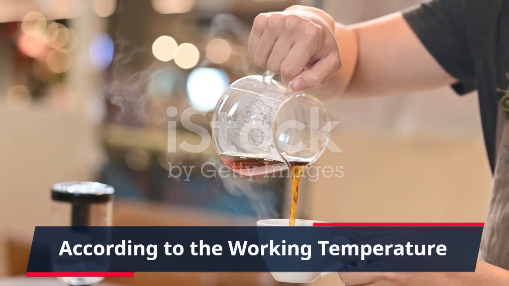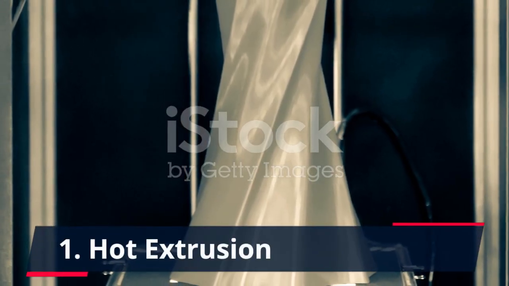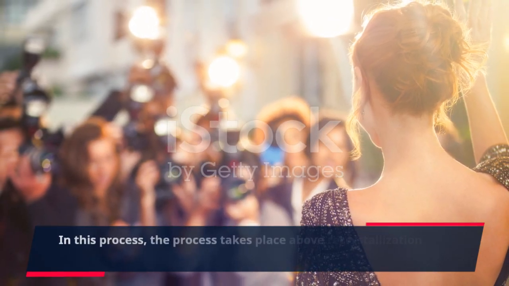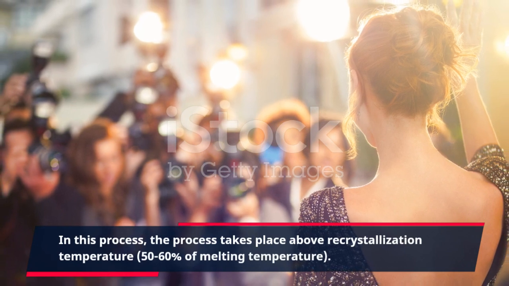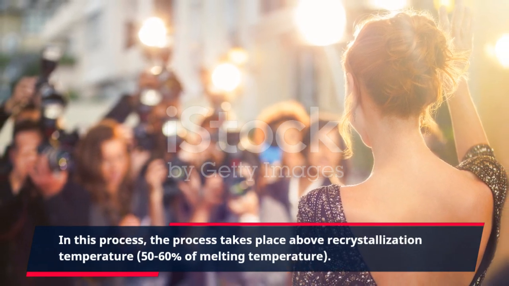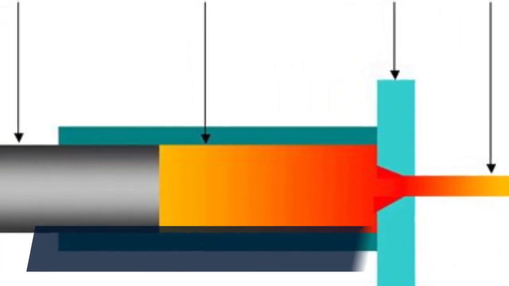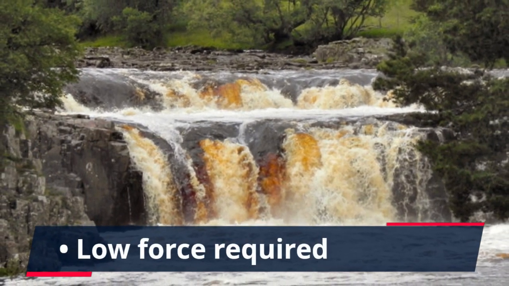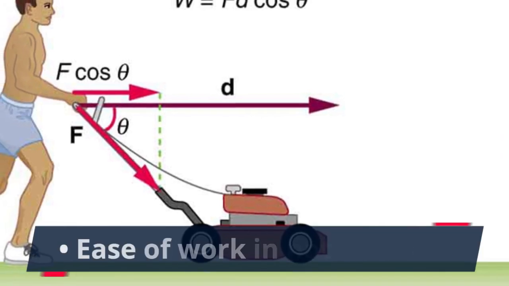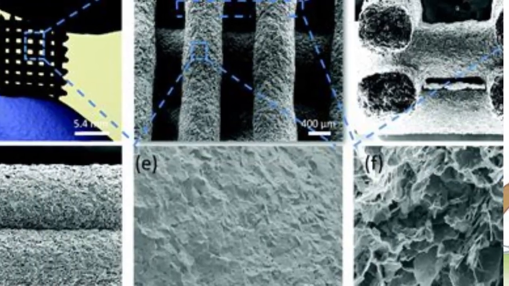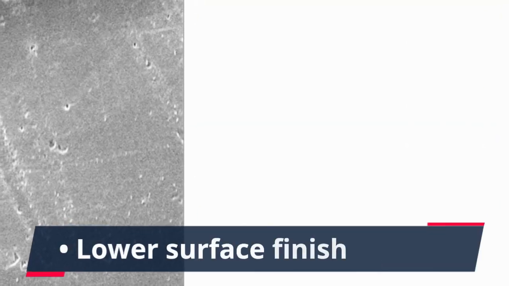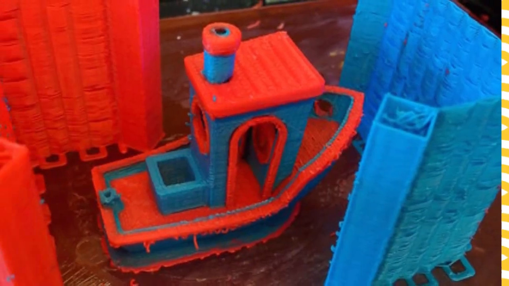According to the working temperature: 1. Hot extrusion. In this process, the extrusion takes place above the recrystallization temperature, 50 to 60% of the melting temperature. Advantages of hot extrusion: low force required, ease of work in hot state. Disadvantages of hot extrusion: lower surface finish, scale formation.